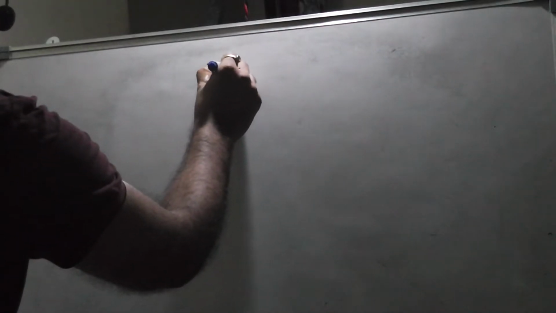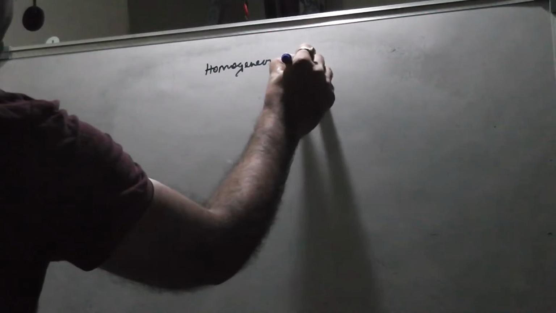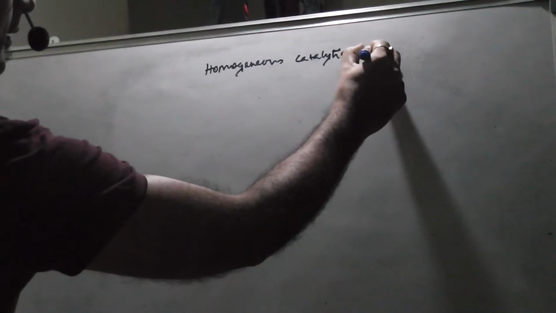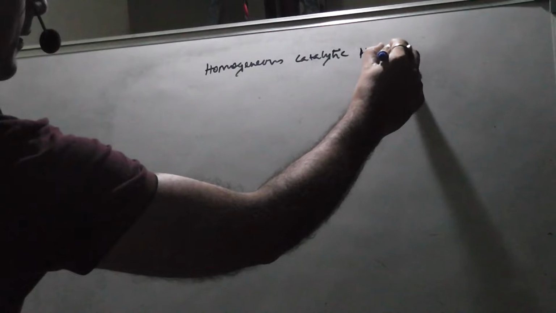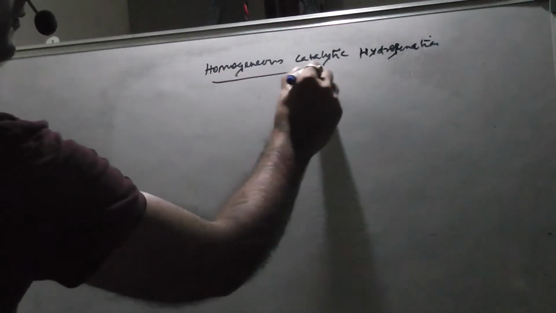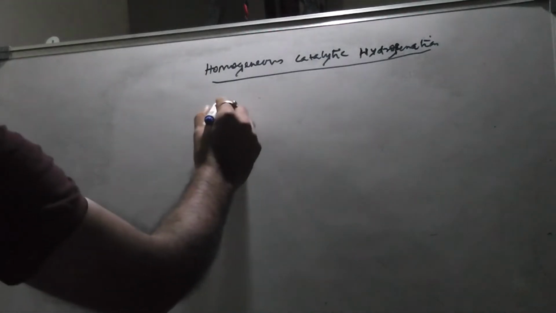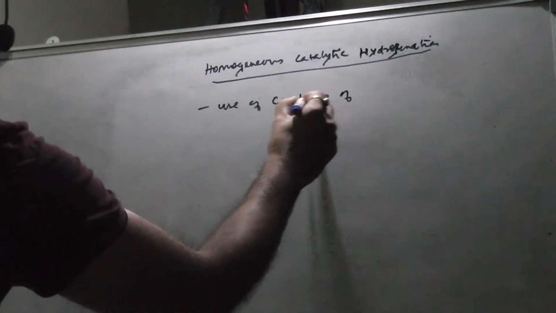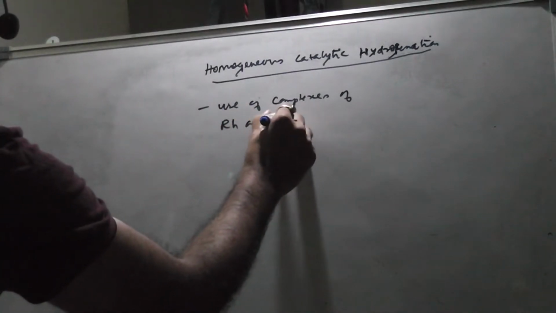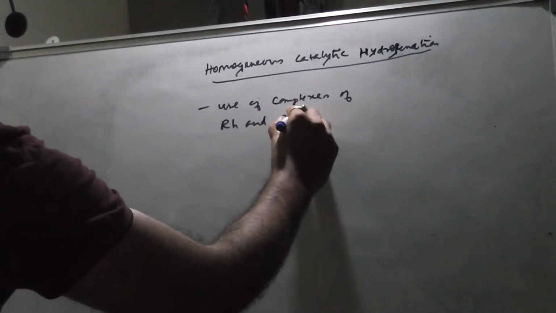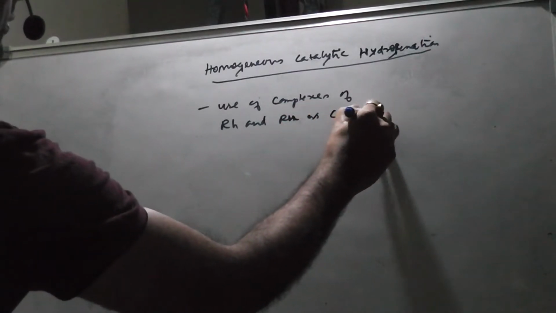Homogeneous catalytic hydrogenation. So to carry out homogeneous catalytic hydrogenation, the use of complexes of rhodium and ruthenium as catalyst is required.